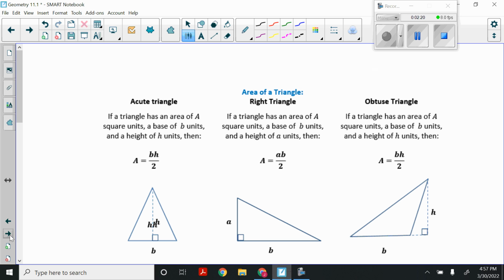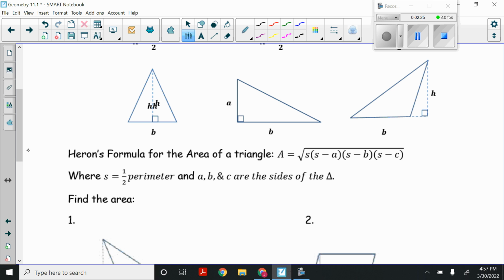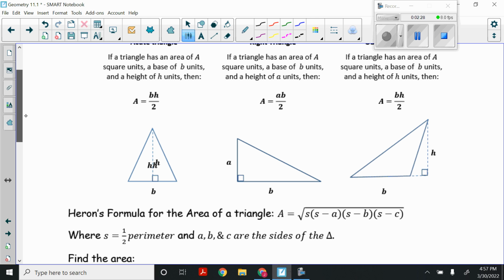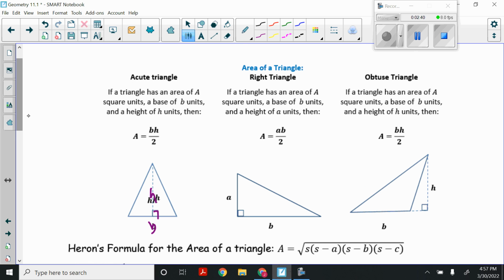So here we see an acute triangle. If the triangle has an area of A square units, a base of b units and a height of h units. So this is our height, this is our base. Again, I know that's my height because it's perpendicular to my base. In a right triangle, my height is a leg, my base is a leg. I don't use the hypotenuse. In an obtuse triangle, again, the height must always be perpendicular to the base. So this is my base. Notice the height is outside of my triangle.